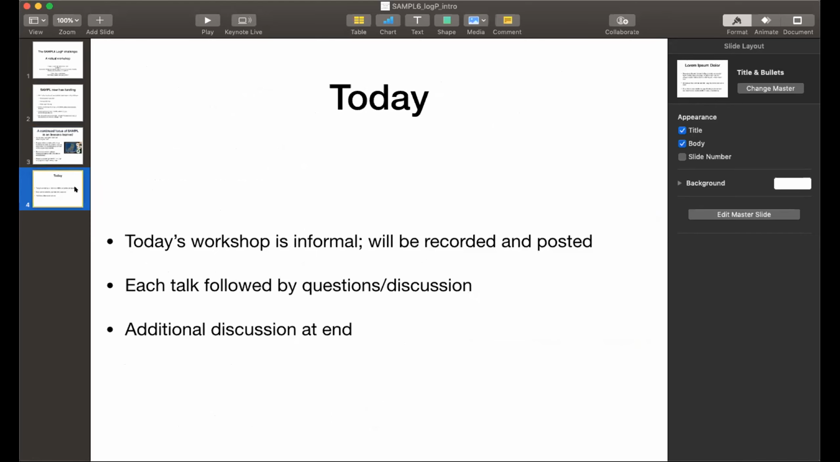So today's agenda, it's hopefully a pretty informal workshop. People do have slides, but the intention is to allow a significant amount of time for discussion. Unless you ask me to hit pause during your presentation, everything will be recorded and then hopefully posted once I figure out how to do that. Each talk, we're trying to have it followed by questions and discussion, and there should be a slot for additional discussion at the end. Any questions on that part?